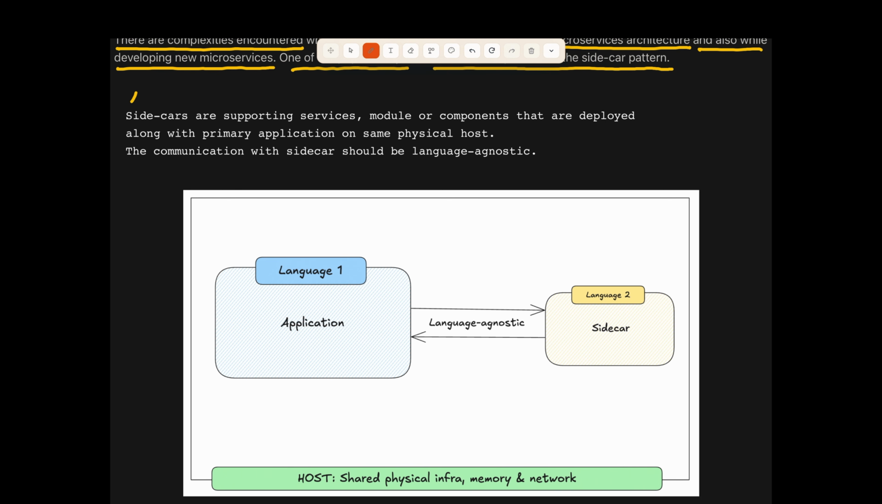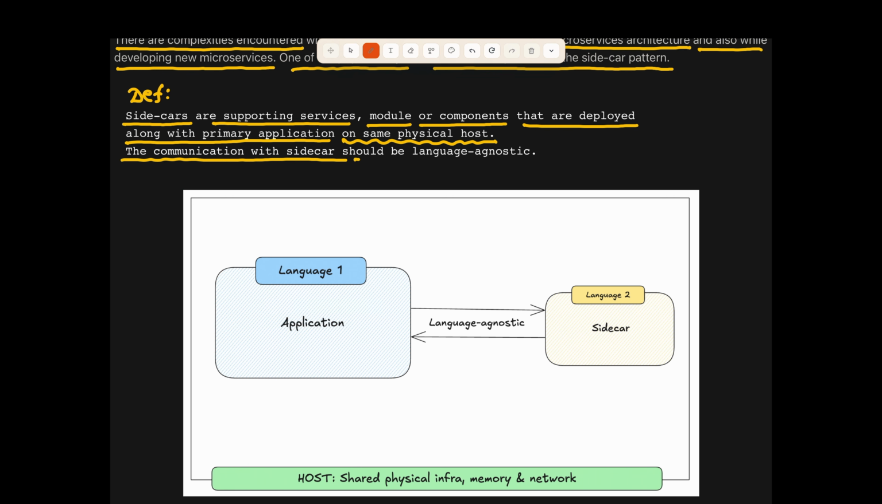Let's read the definition first. The sidecars are supporting services, module or components that are deployed along with the primary application on the same physical host. The communication with sidecar should be language agnostic. What does this mean? There are two statements in the definition. One is sidecars are supporting services. So they are not the main services, they are the supporting services which are deployed along with the primary application, the main application. That means they are deployed on the same physical host.